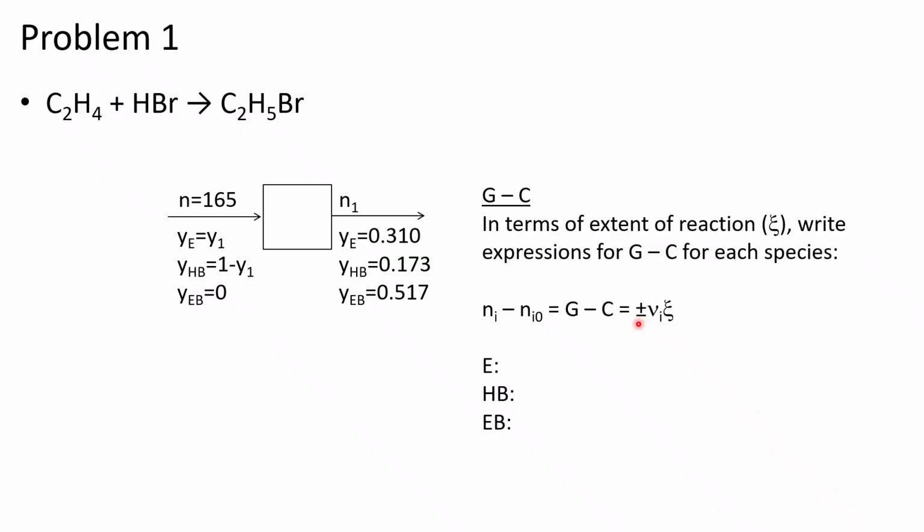Take a moment now and see if you can write what the generation minus consumption term will be for ethylene, hydrogen bromide, and ethyl bromide, given this definition here. I would pause the lecture now and attempt to write out those expressions, and then when you're done, move forward to restart the presentation, the lecture, and see if you got the right answer.